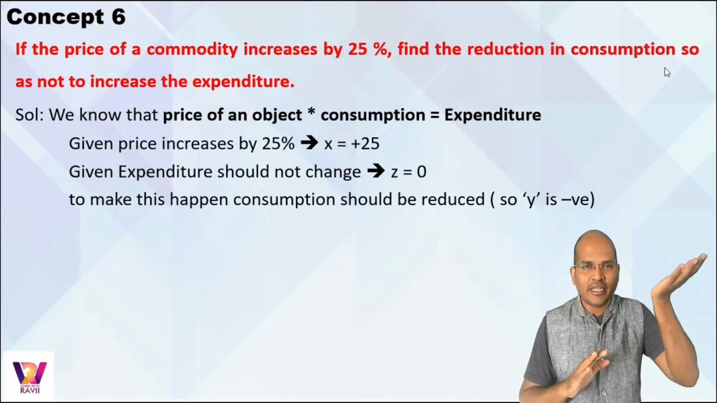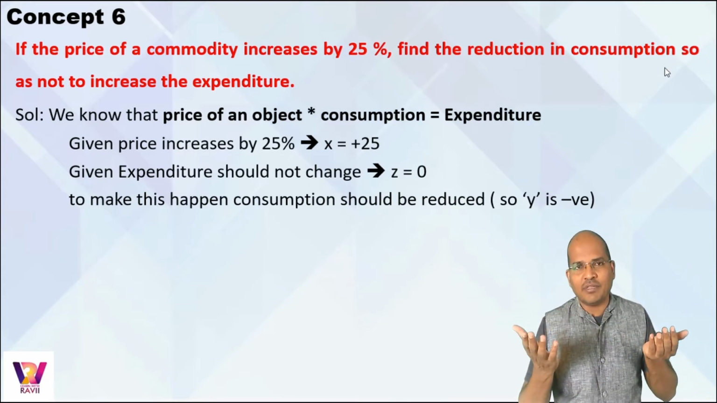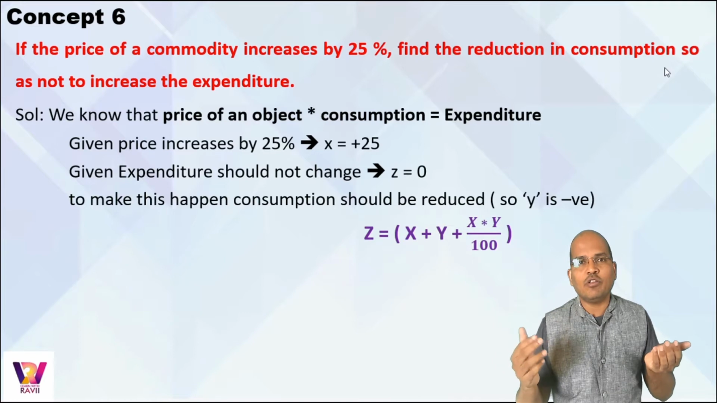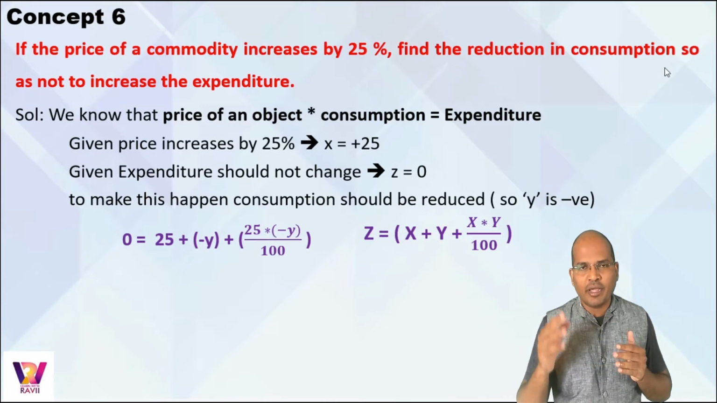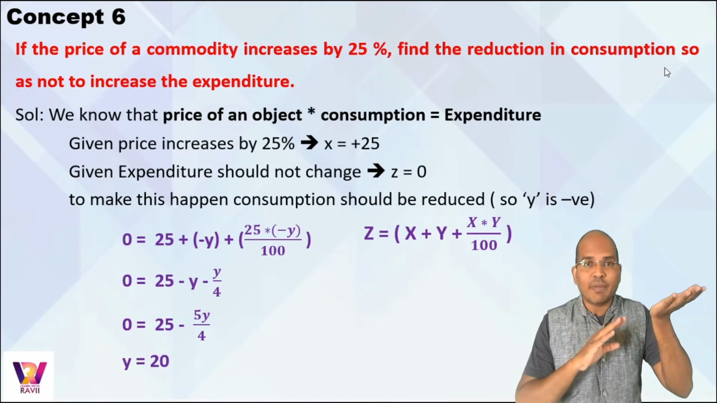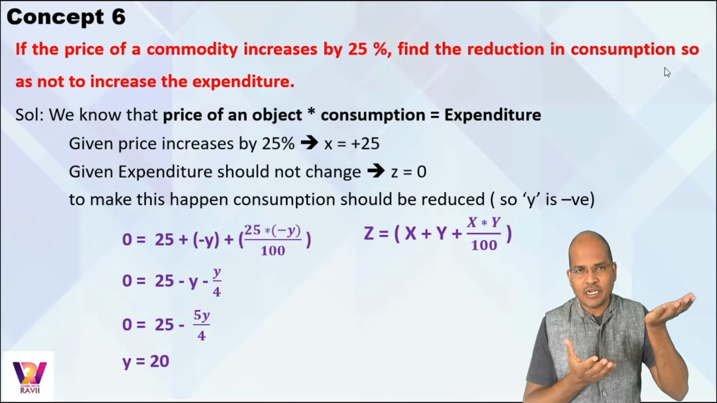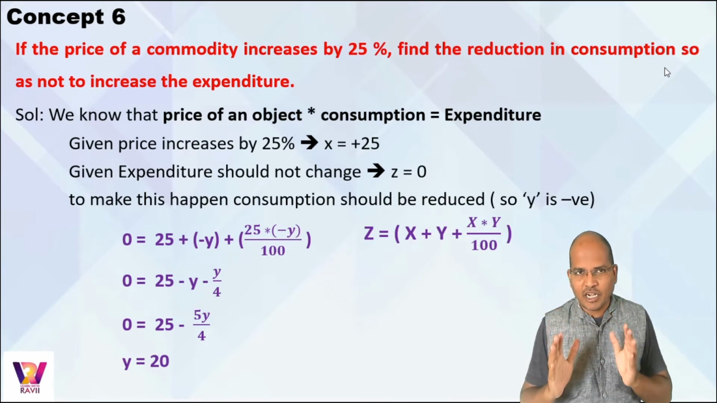So an increase in X should have a proportionate decrease in Y to maintain the same Z, isn't it? So plug in the values of X and Z in the equation and you get the answer of Y. So 0 is 25 minus Y minus 25Y by 100, and we solve the value of Y. The value of Y is found to be 20%. So it is clear that an increase of 25% is balanced by a decrease of 20%, so that the final expenditure remains the same. Is that clear to you all?